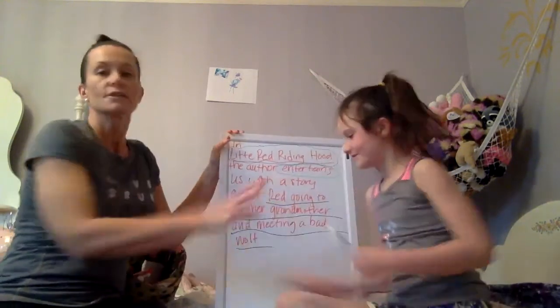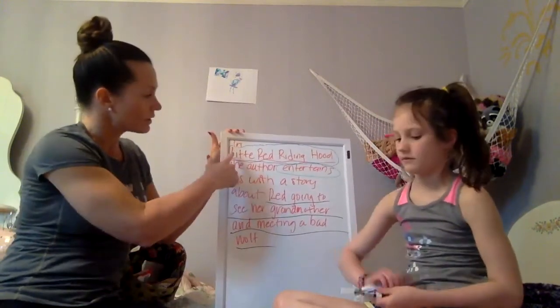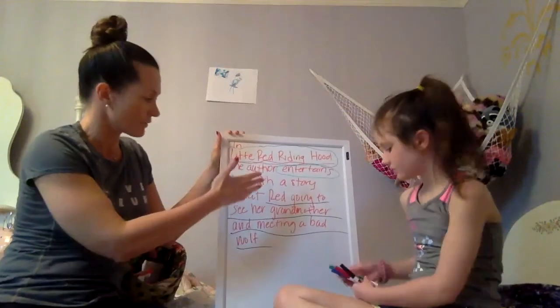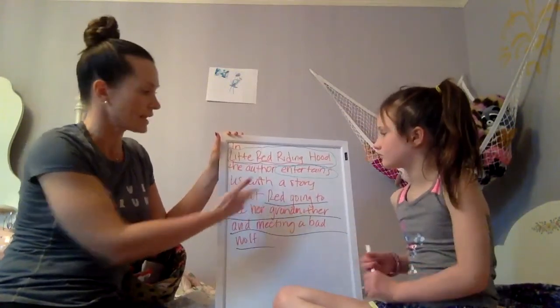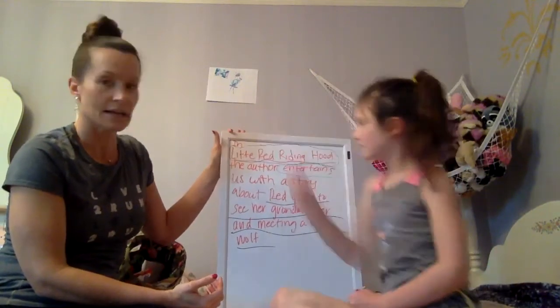Okay, so the rest of the words are filler words. What I call filler words, because we have the title, the name, the Little Red Riding Hood. What happens? The author entertains, we have to have some kind of verb, and then what is the central idea of Red going to see her grandmother? Thanks, Madison.